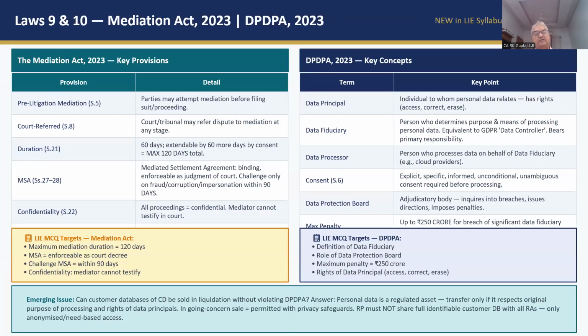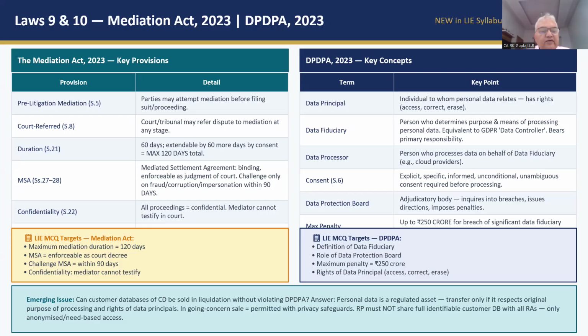Next is the Mediation Act and the Digital Personal Data Protection Act. Mediation Act: section 5 talks of pre-litigation mediation. So it says a party may attempt mediation before filing any suit or proceeding. Section 8 talks of court-referred mediation, wherein the court or tribunal may refer disputes to mediation at any stage.